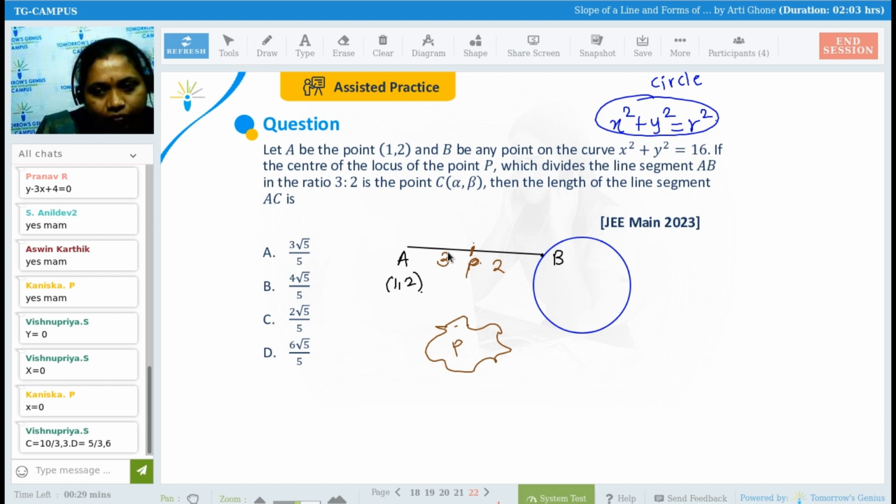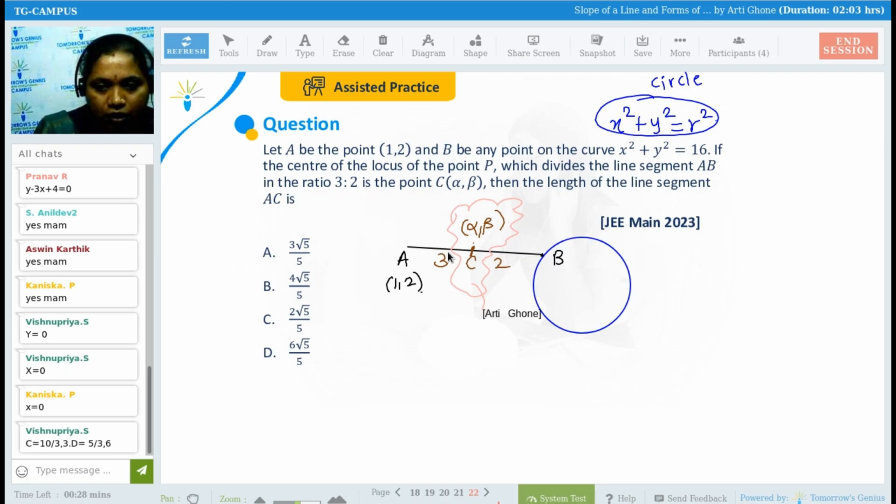Then C is the point (alpha, beta). P is the locus, so we are not naming it P once again; it is the point C, with alpha, beta as the coordinates of C. We have to find the length of segment AC. Since we don't know about the locus, I'll just draw the locus around C. C is surrounded by that locus of P.